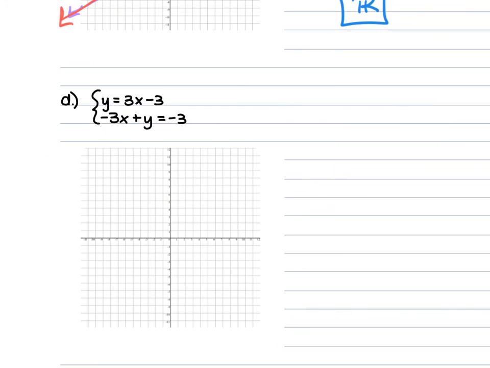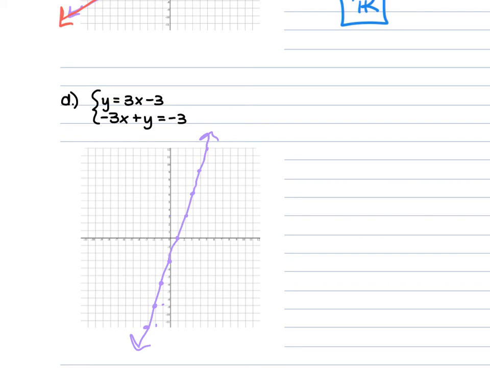For D, we have y is equal to 3x minus 3. So we are going to start at the negative 3 on the y-axis. Go up 3 to the right 1. Keep going up 3 to the right 1. Or down 3 to the left 1. Here we go. Alright, so draw your line.